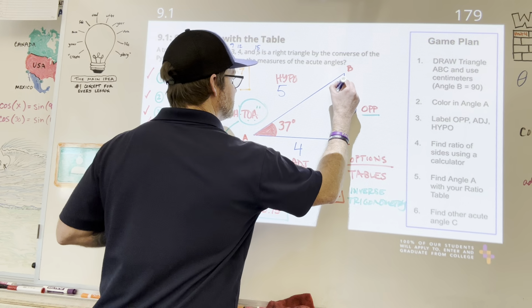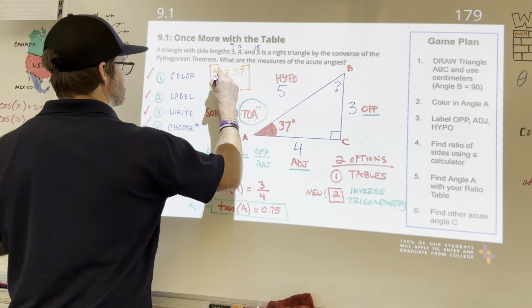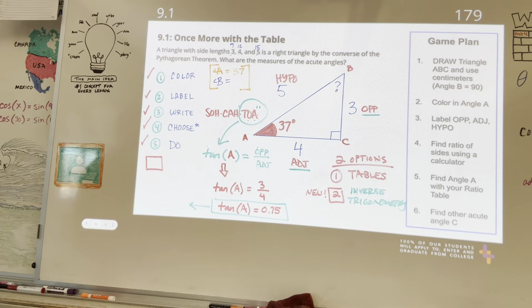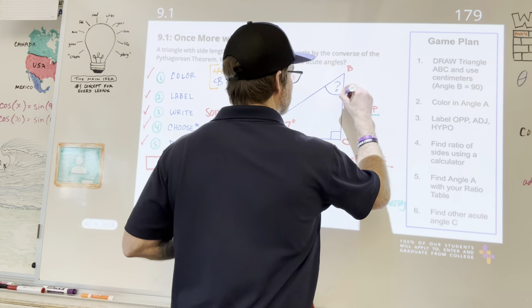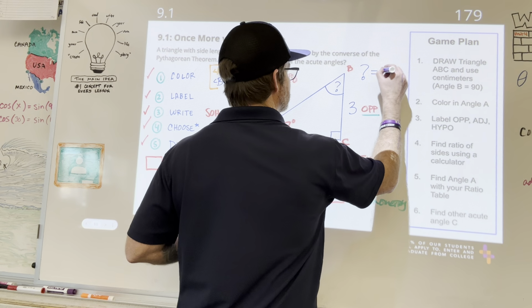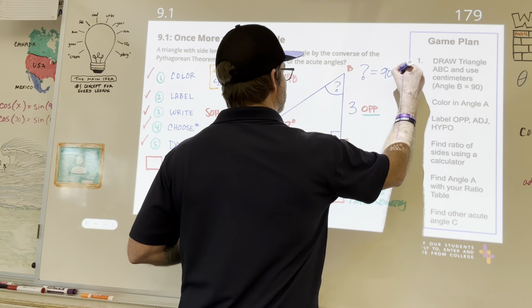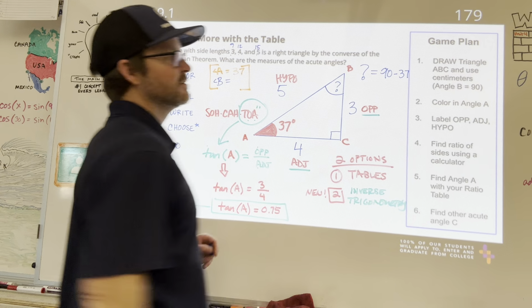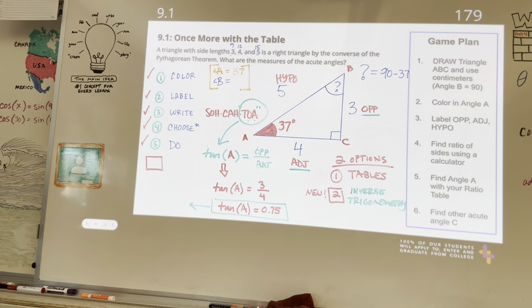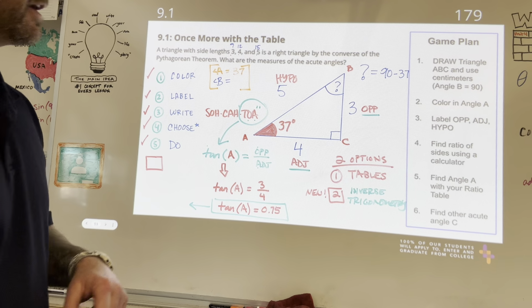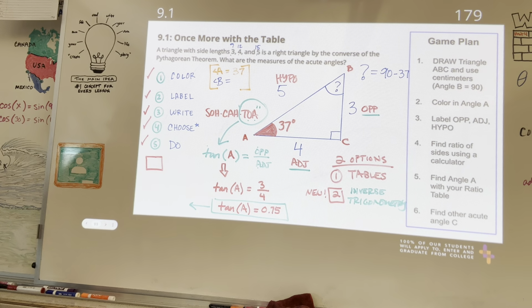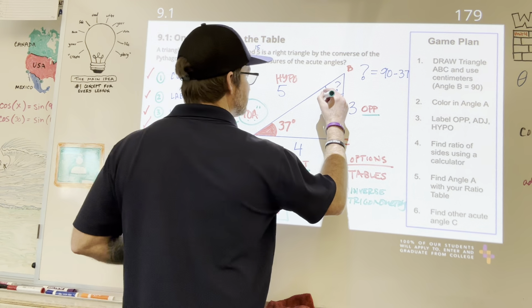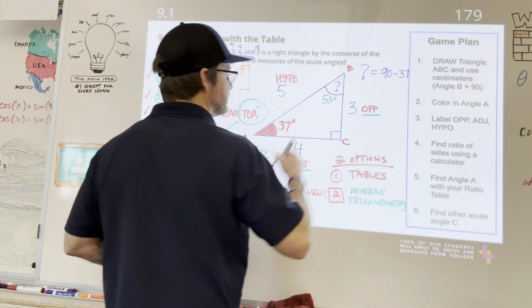So B is pretty easy. We're going to create a little spot for angle B, but we still got to work on it. So we're going to go over here. This question mark simply is 90 minus 37. That's it. That's how easy that is. If you could just do that on your calculator real quick, stay with me. 53. Boom, done. First one, done.